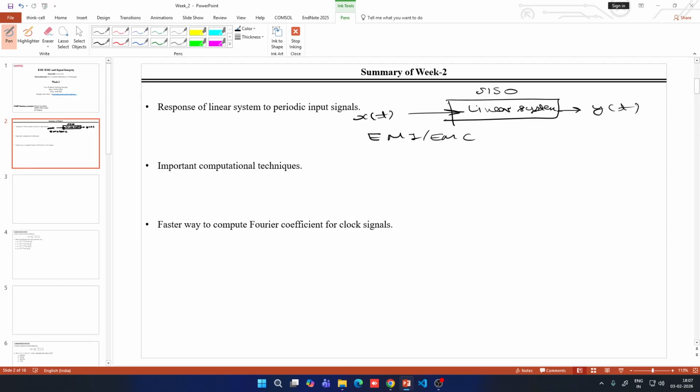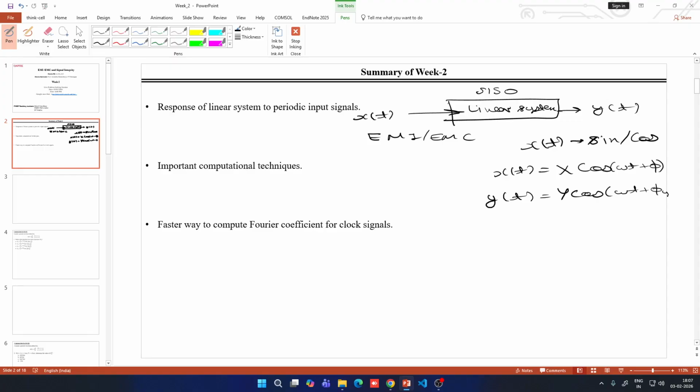In EMI, EMC, we are concerned about periodic signals only. Suppose this x of t, which is the input for this linear system, is a sinusoidal signal, maybe sine or cos. Let's say x of t is amplitude X cos(omega t plus phi x). The y of t will be Y cos(omega t plus phi y).